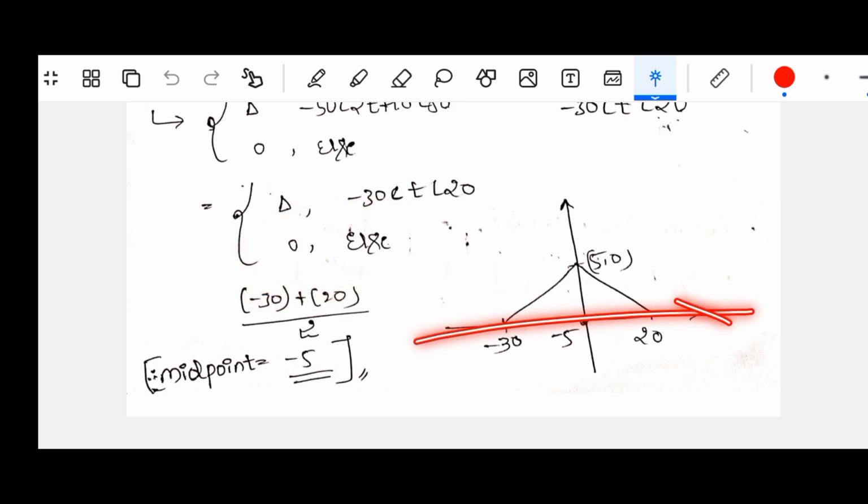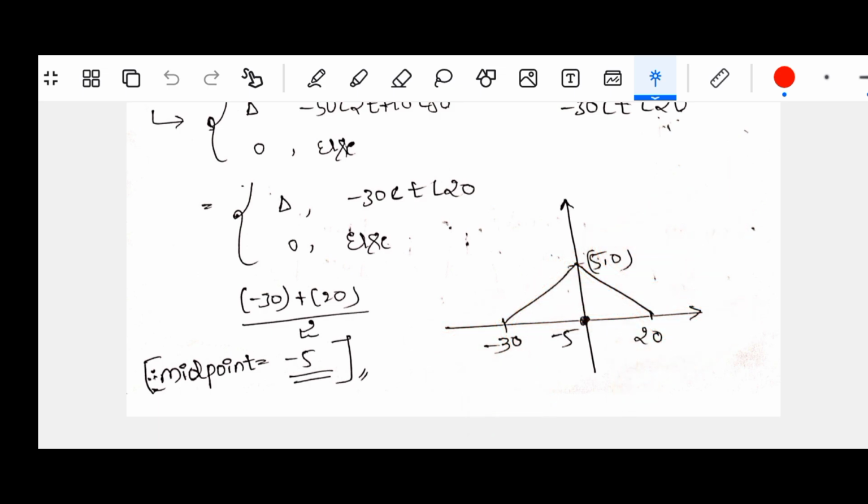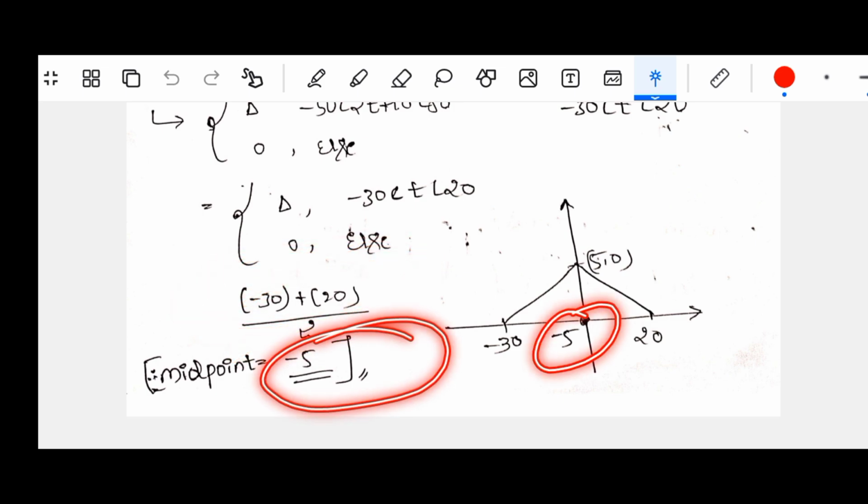So let's plot this graph. Here minus 30 and plus 20. The peak will be 5. Now we have to find the midpoint. What is the formula? Minus 30 plus 20 divided by 2. So the answer will be minus 5. Here the minus 5 is the midpoint.